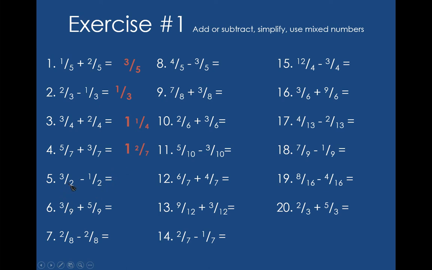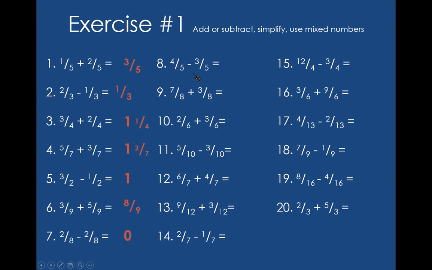Next natin, 3/2 minus 1/2. So, 3 minus 1, 2. Copy the denominator, 2. So, 2/2 or 1. Next, 3/9 plus 5/9 is equal to 3 plus 5, 8. Copy the denominator, 8/9. Ganun din dito, 2/8 minus 2/8. So, 2 minus 2, 0/8. So, walang ganung sagot. The answer is 0.